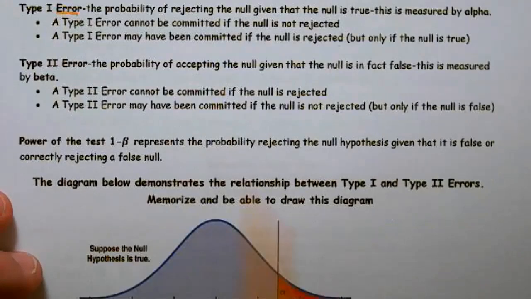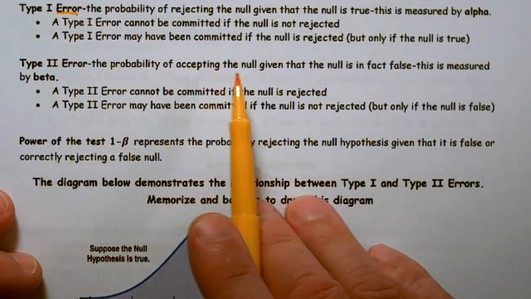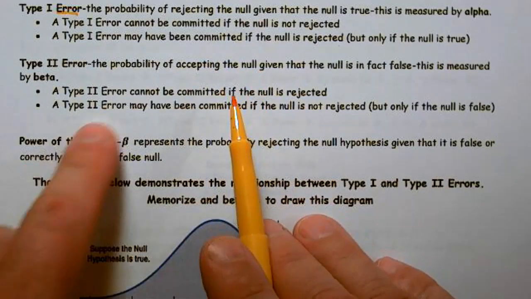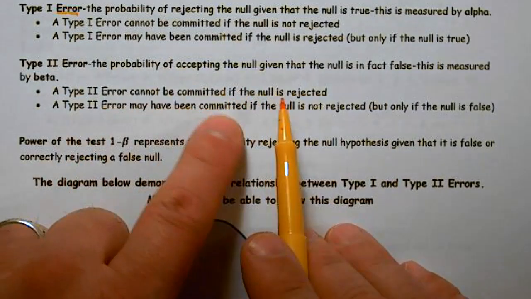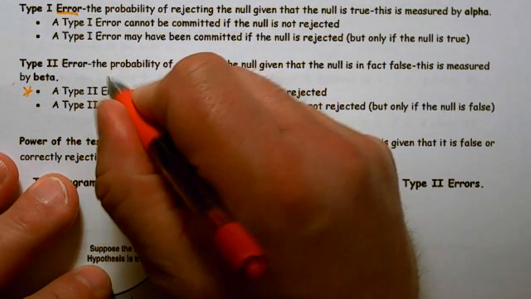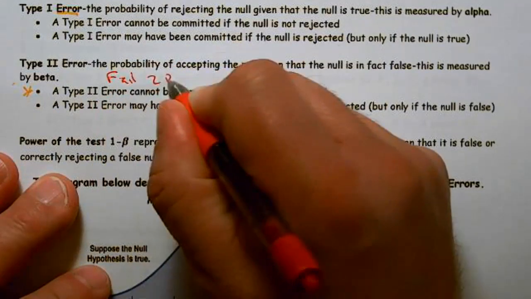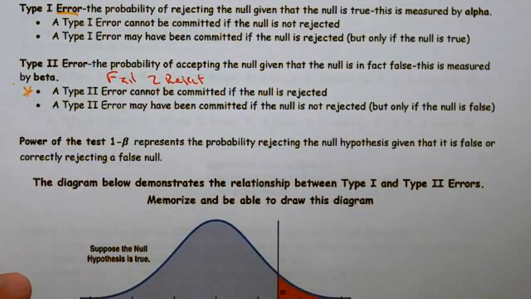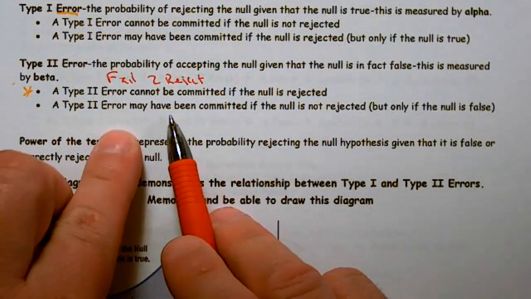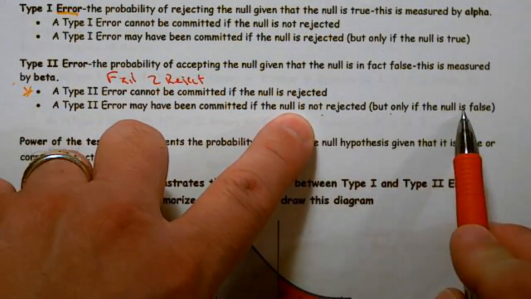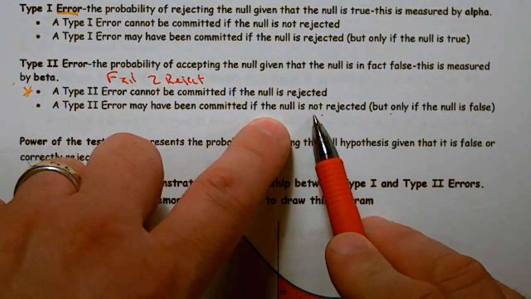Type 2 error, the probability of accepting the null given the null is false. This is measured by beta. A type 2 error cannot be committed if the null is rejected. It cannot be committed if the null is rejected. And we like to say type 2 is fail to reject. It only happens if you fail to reject, though it doesn't mean you did. So a type 2 may have been committed if the null is not rejected, but that's only the case if it's false. If you don't reject the null and it was true, not an error.